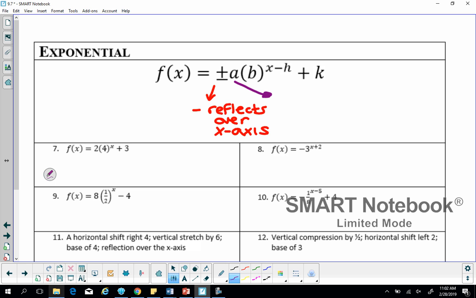This is stretch, right? Yeah, it's vertical. It's stretch or compression. Yeah. So your a is your stretch or compression. What is minus h? We already did that one.